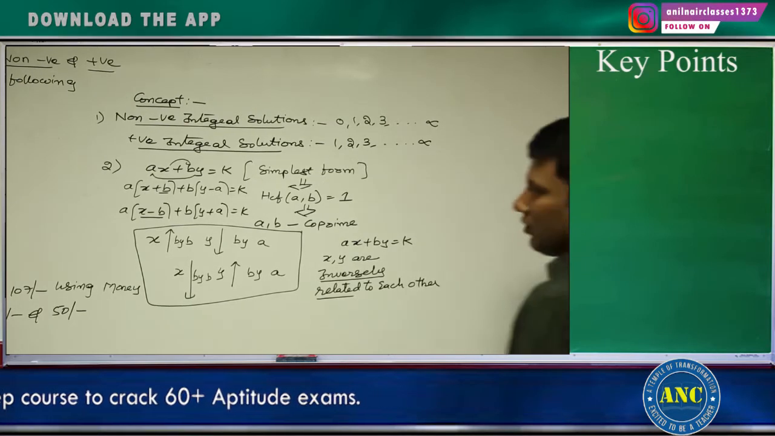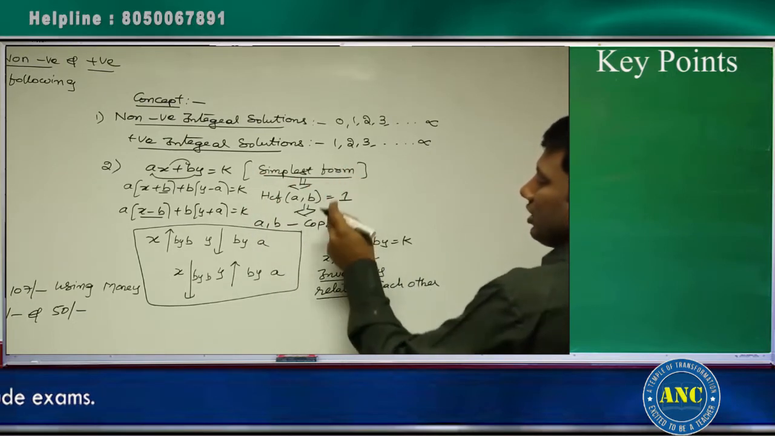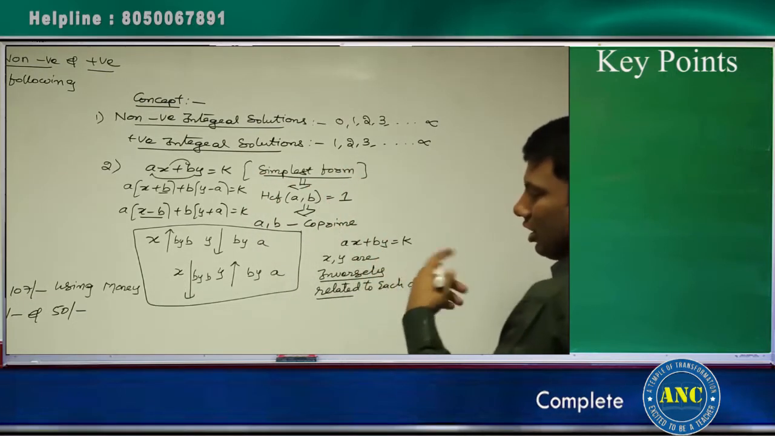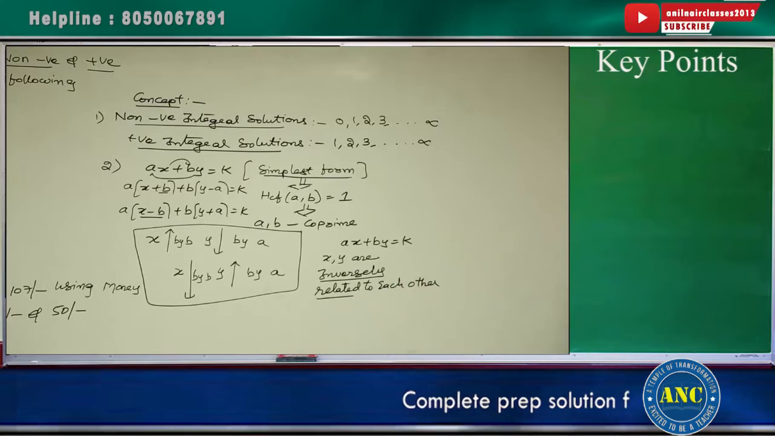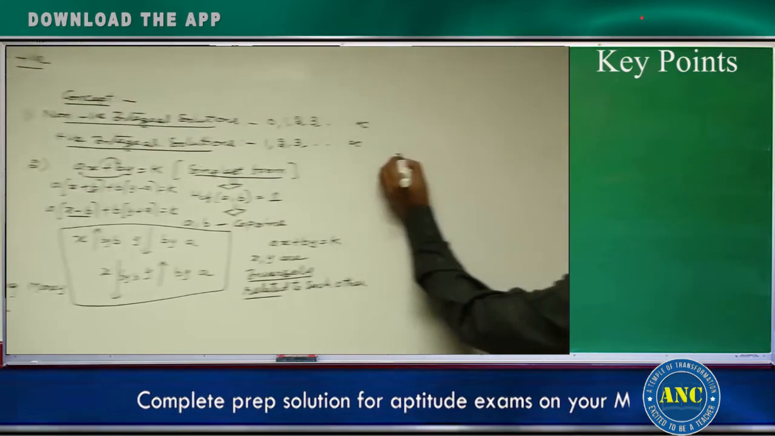Most of the questions we are solving, ax + by = k, should be in their simplest form. If it is not in simplest form, make it into simplest form. This is the second point. Third one.